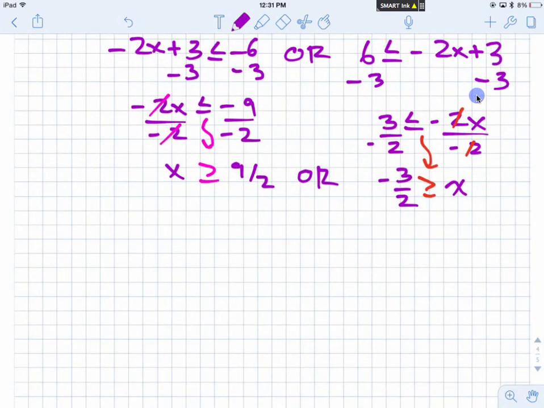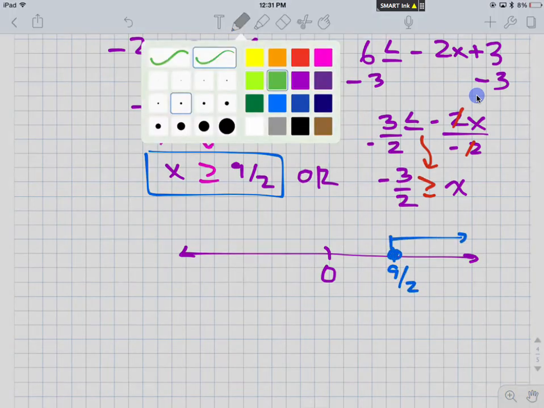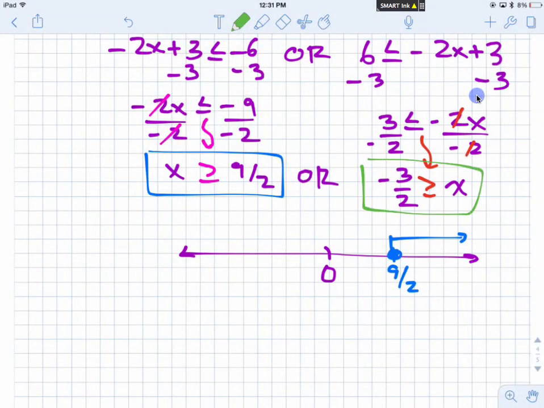And so let's graph both of these on a real number line. So let's graph this guy right here in blue. X is greater than or equal to 9/2, so about 4.5. And the other one we'll do in green. X is less than or equal to negative 3/2.